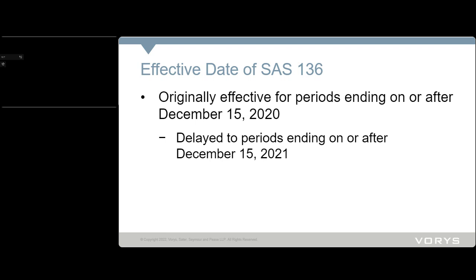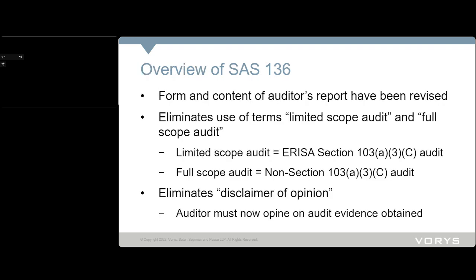So what this means is if you're a calendar year plan, your audit now is subject to SAS 136, and you're probably starting to notice some changes. Again, our goal here is to help you know what you need to document in your files so that you can support the changes, because there are some changes now for the management or the plan administrator, whoever has authority in your organization for the 5500 and the audited financial statements. So let's just do an overview of SAS 136.